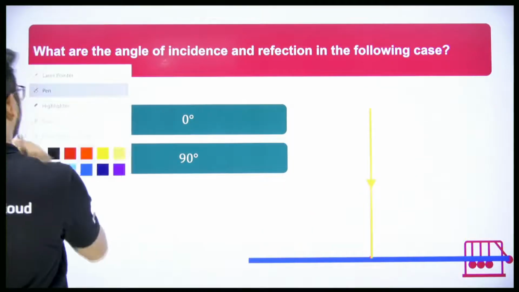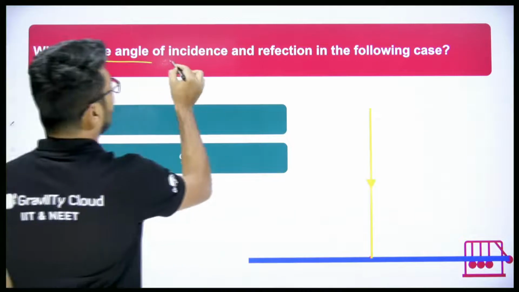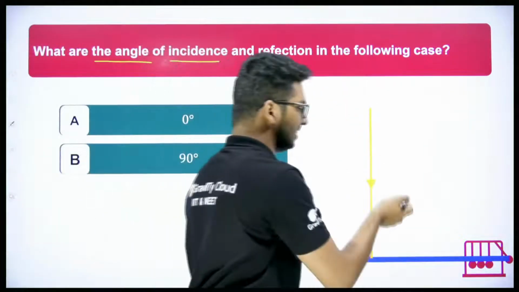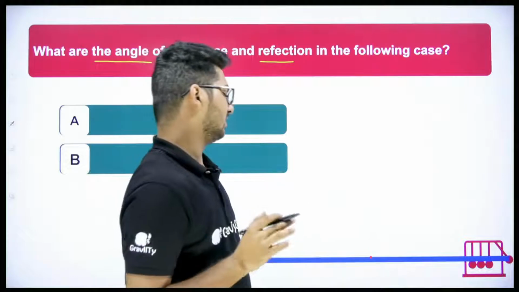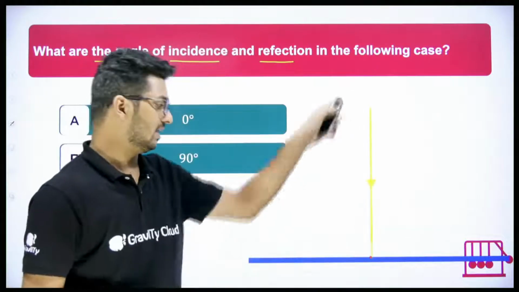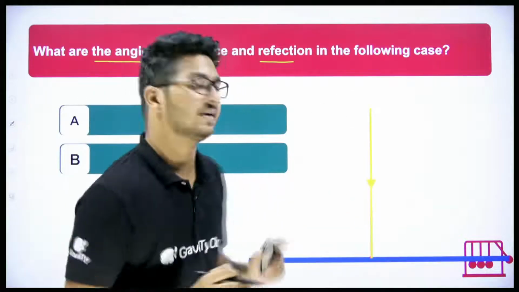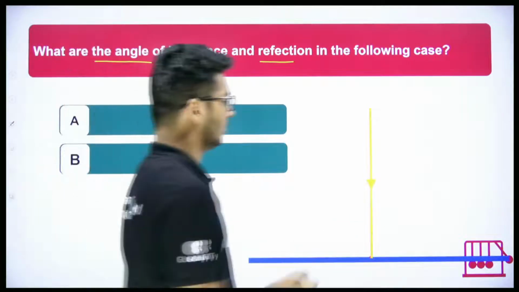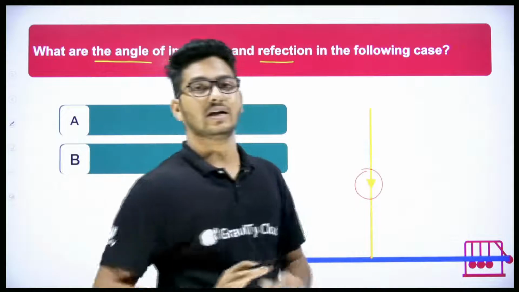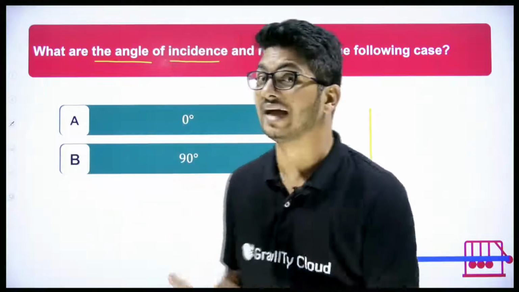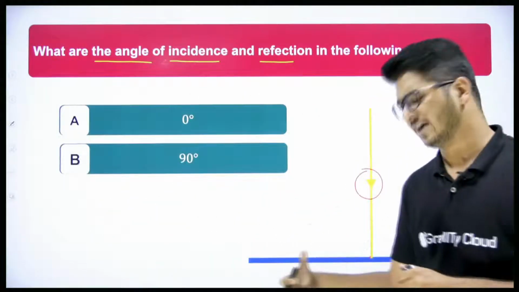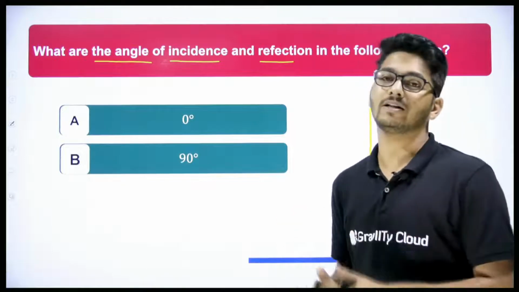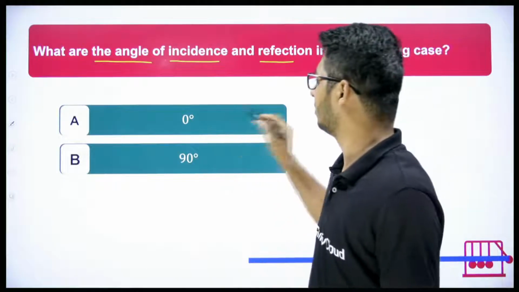What are the angles of incidence and reflection in the following case? What is the case here? You have the surface and the light is incident in this way, in this particular direction. Look at the arrow, look at the direction, and you tell me here what is the angle of incidence and the angle of reflection. First, we'll go with angle of incidence. What is the angle of incidence?